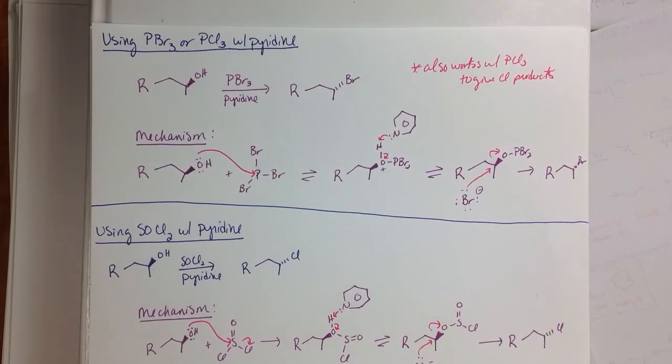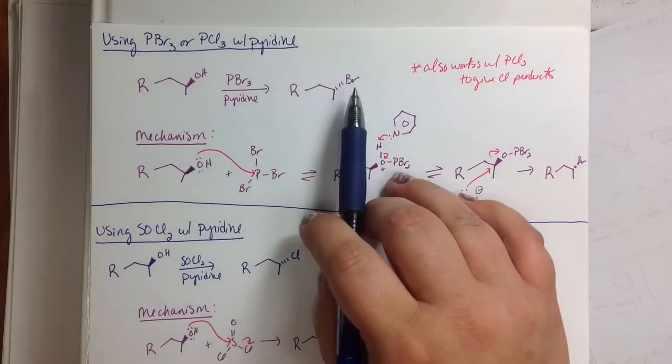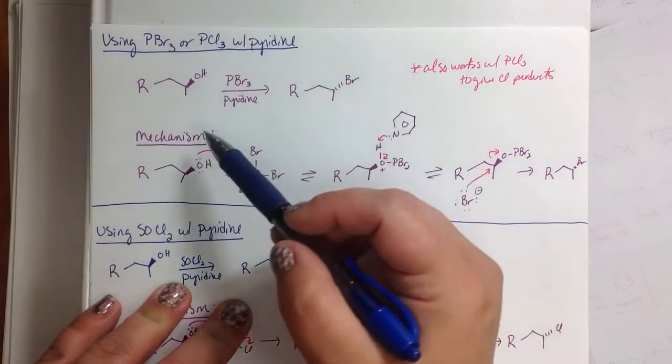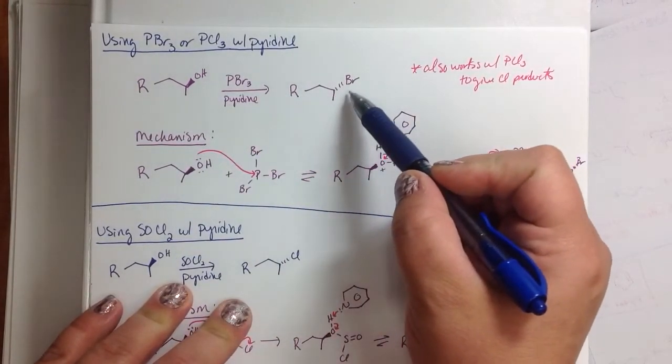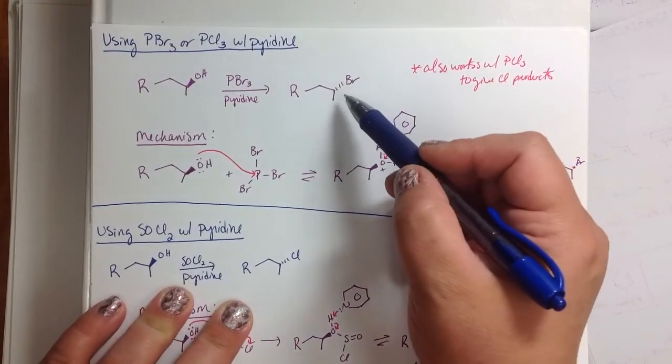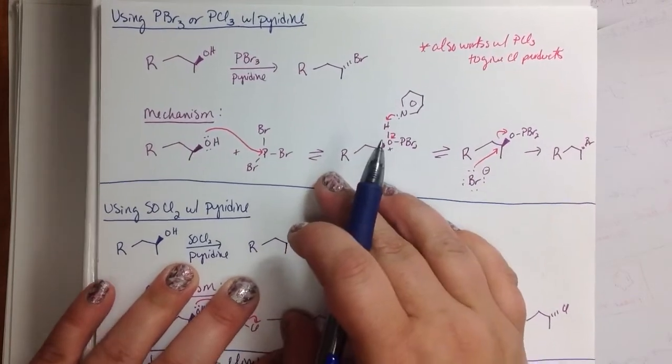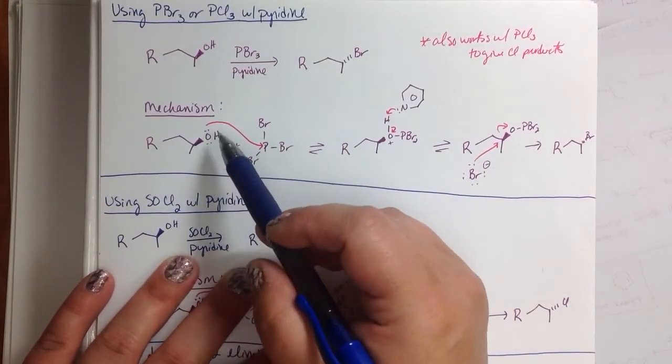You could also use PBr3 or PCl3 with pyridine in order to get either Br, or if you use PCl3 you get Cl there too. So this is another type of reaction where you end up with the backside attack occurring because it's an SN2 reaction. And here's how it works. You'll see that it's pretty similar.